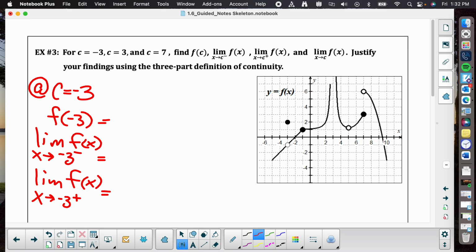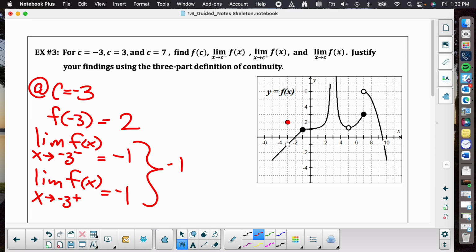All right, let's start with f of -3. Is it 2? So I go over to x equals -3, and the open dot means that it's not there, but it is right here at a height of 2. That's a good start. Build your confidence. Coming from the left, -1. Good. Coming from the right, -1. Okay, so two-sided would also be -1. Okay, good.